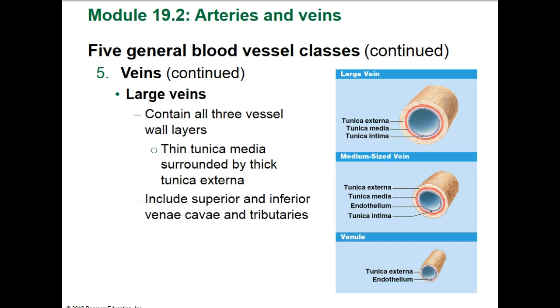Then we move to the large veins that have all 3 vessel wall layers. It has a thin tunica media that's surrounded by the thick tunica externa. And large veins include the superior and the inferior vena cava and then the tributaries. So they are just large veins. And the superior and inferior vena cava feed into what chamber? The right atrium.